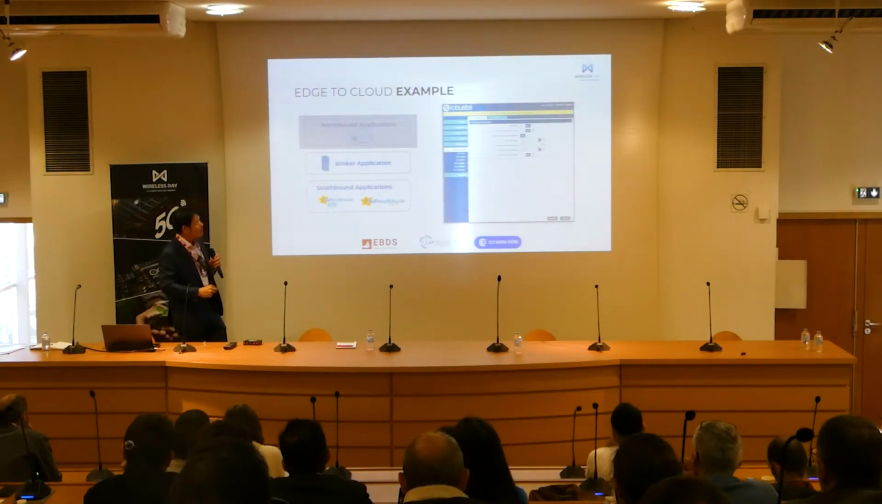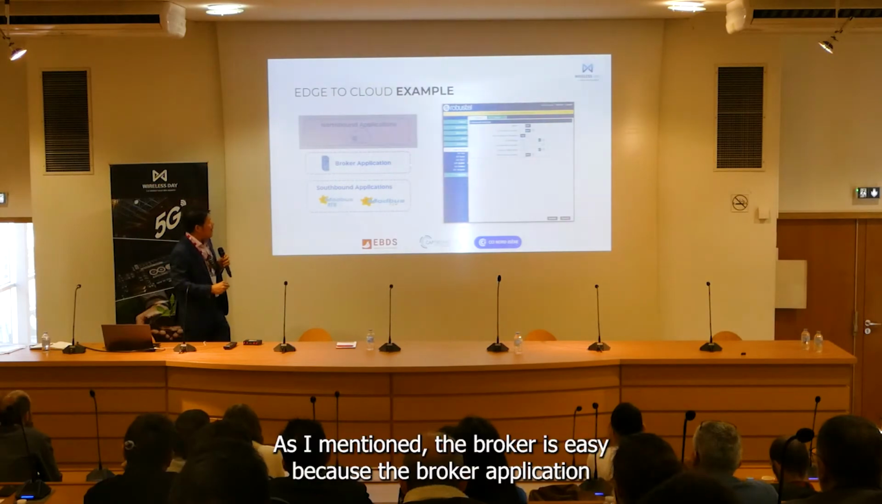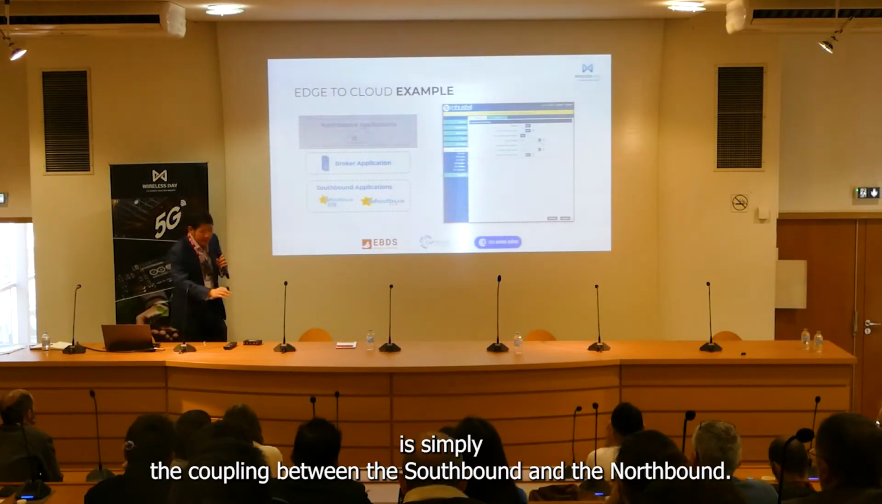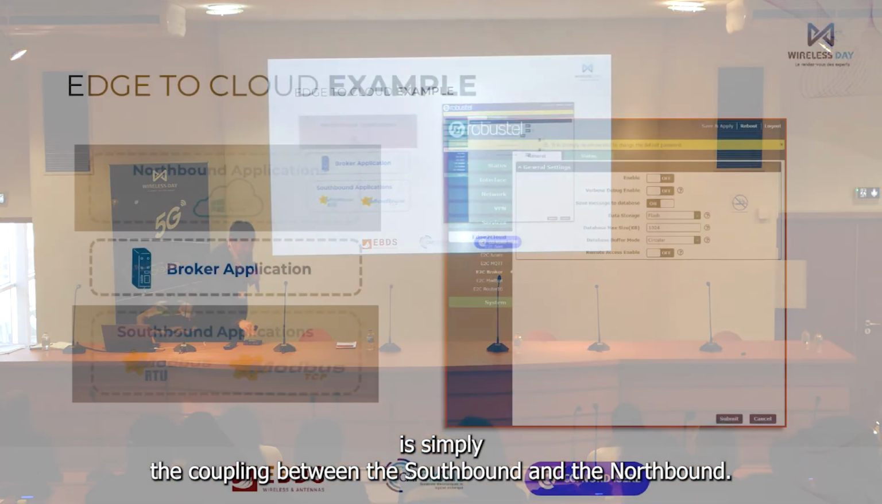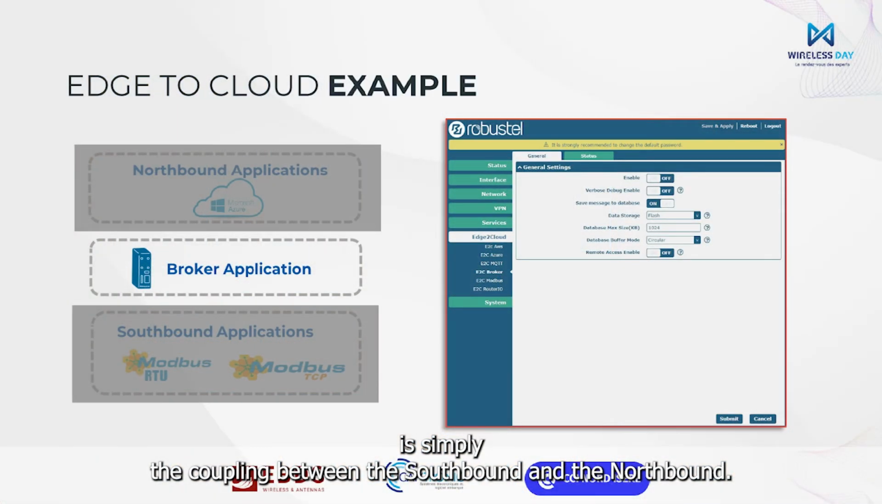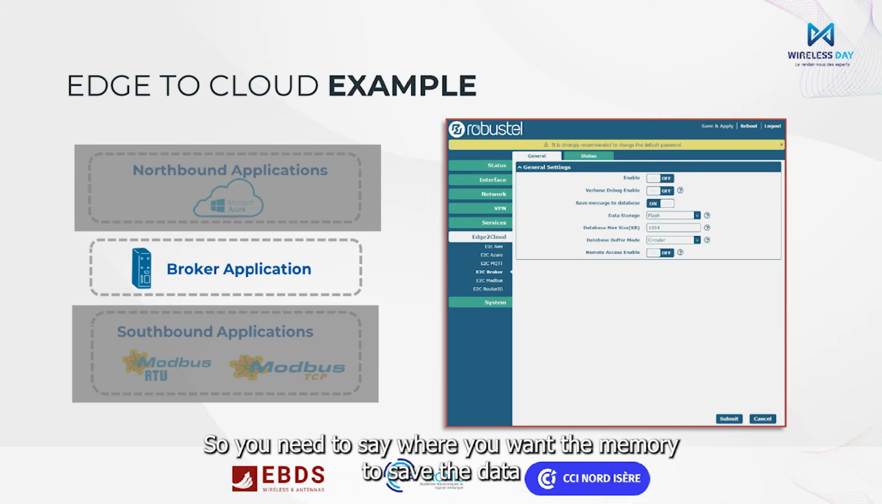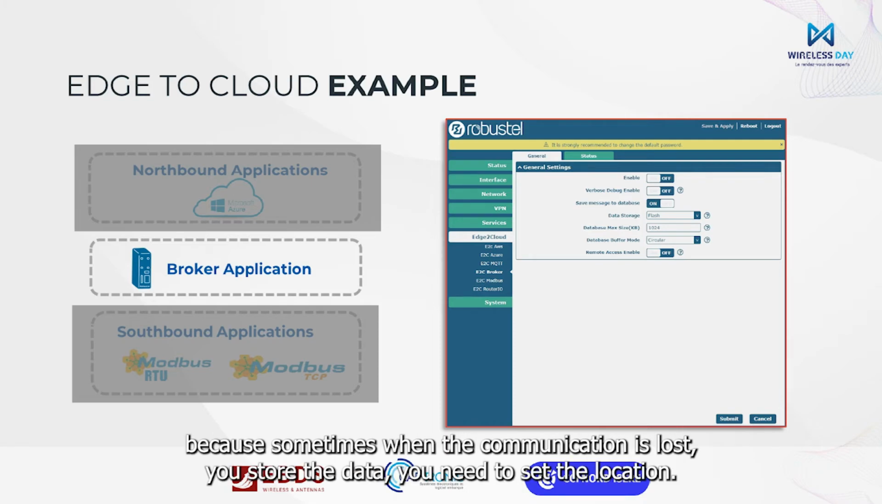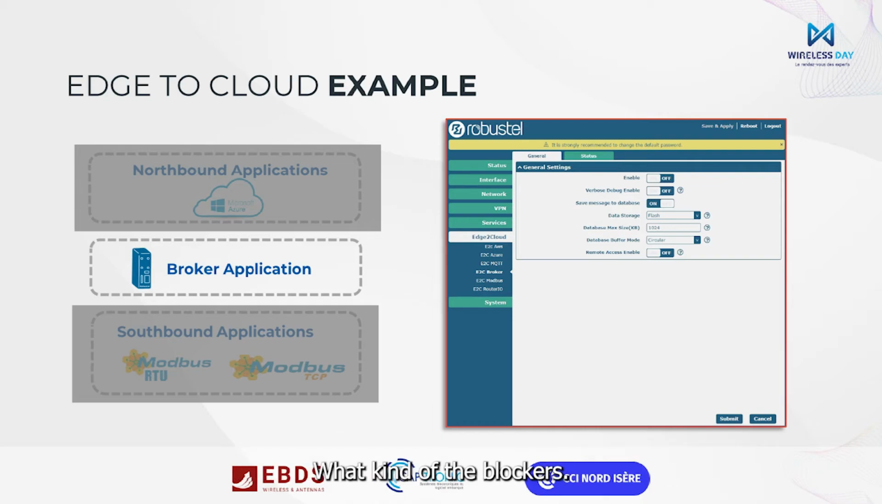Now it comes to the broker part. As I mentioned, the broker is easy because the broker application is simply the coupling between the southbound and the northbound. You need to set where you want to use the memory to save the data, because sometimes the communication is lost. How do you store the data? You need to set the location and what kind of brokers.